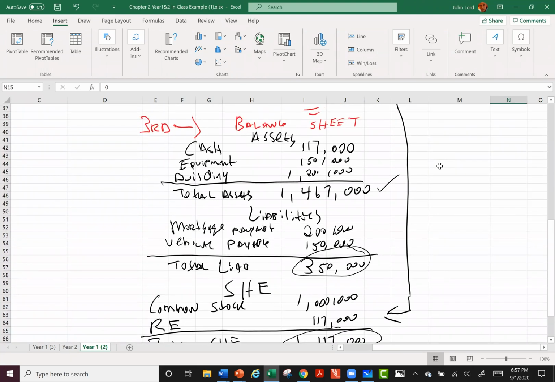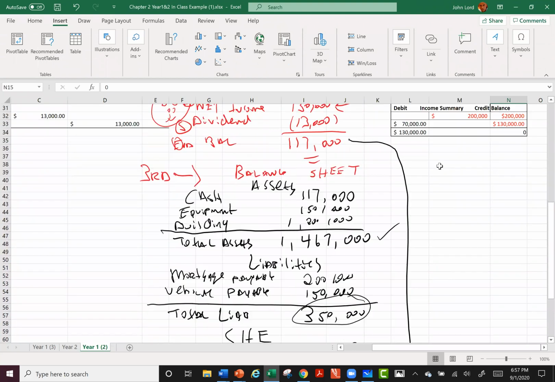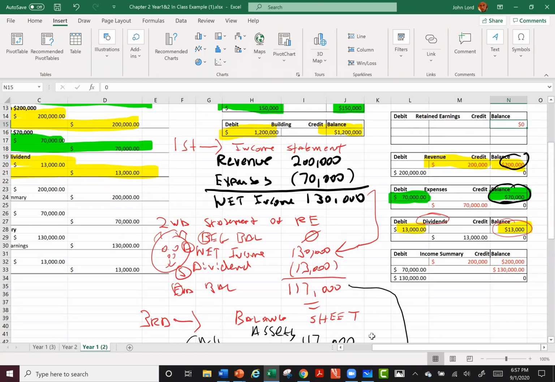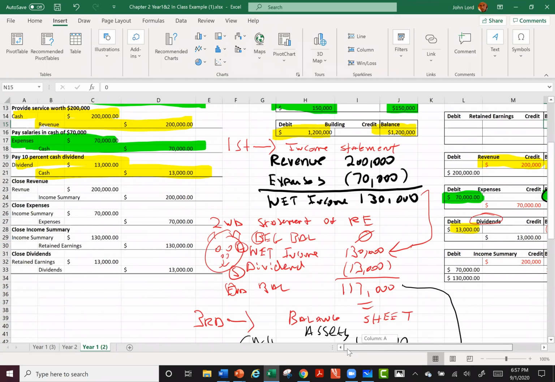Okay, so I will come over and I'm now going to go back to my journal and start to do my closing entries. We call these closing entries, okay? And remember, we said last time, closing entries have two objectives. One, I need to turn my revenue, my expense, and my dividend accounts back to zero.